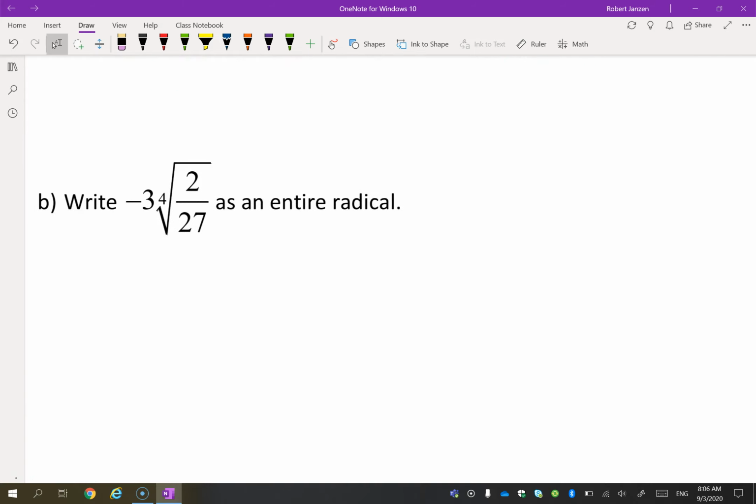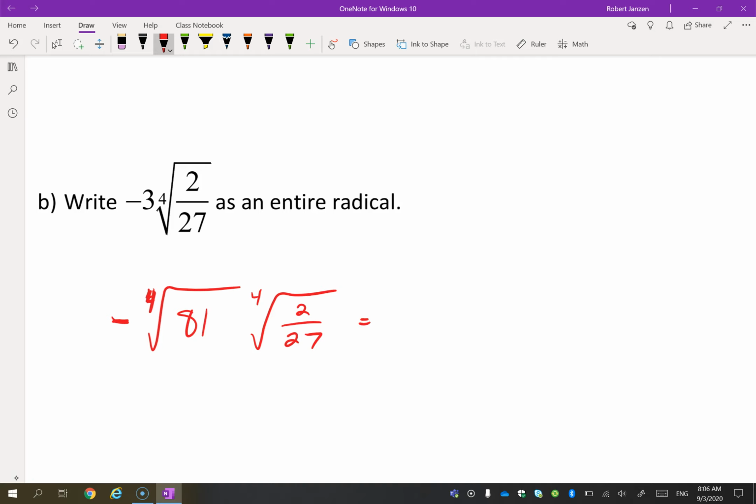All right, write this as an entire radical. That means we want the whole thing to be in 1 radical like that. So this one's a little bit easier. What I'm going to do is take negative 3, and I want to put that inside a 4th root. Can I put the negative in here? Well, the 4th root of a negative is not possible. So in this case, I have to leave the negative out here. Now, the 4th root of what is 3? That's 81.